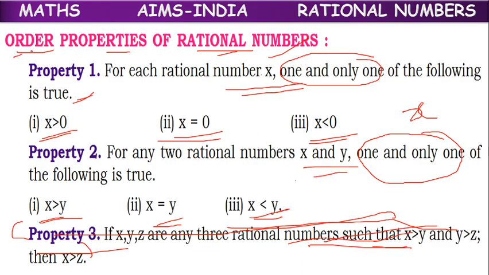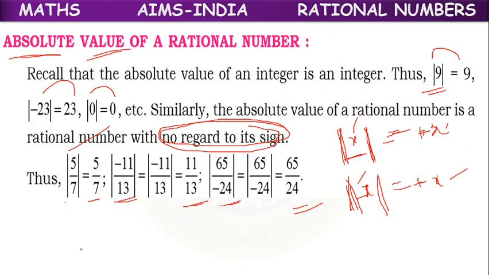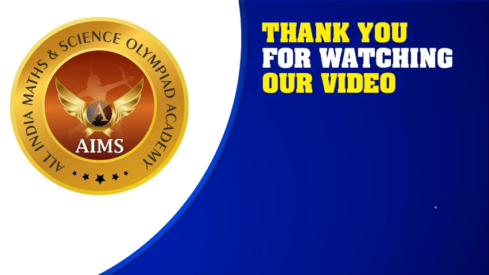Order properties. If one rational number is there, which property will be applicable? It is greater than 0, equal to 0, less than 0. Suppose if 2 rational numbers are there, the first one is greater than the second one, equal to the second one, or less than the second one. Absolute value is always positive irrespective of its sign. A rational number may be positive, a rational number may be negative, but the absolute value of a rational number is always positive. So that's all for today, children.